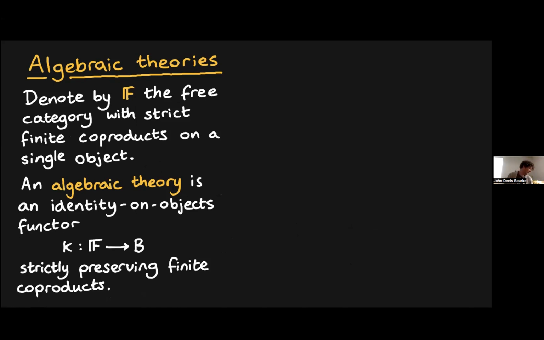We're going to start off by defining an algebraic theory to be an identity-on-objects functor from F, which is the free category with strict finite coproducts on a single object. And we're going to ask that this functor preserves finite coproducts. Conceptually, this represents algebraic structure. I'm not going to go into the details of how, but we should think about this as representing some structure like a group or a ring or something like that.